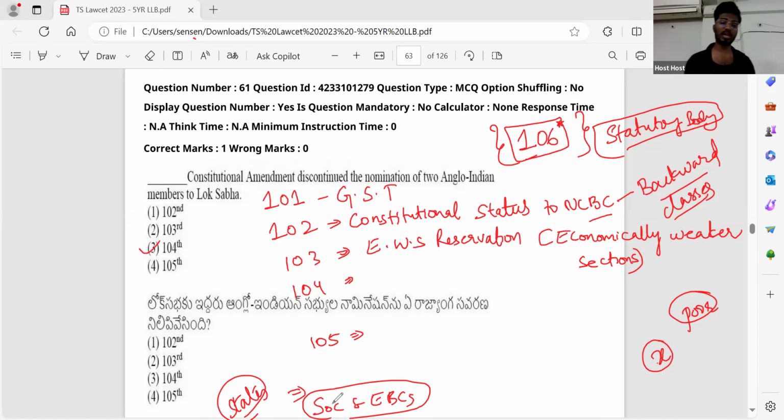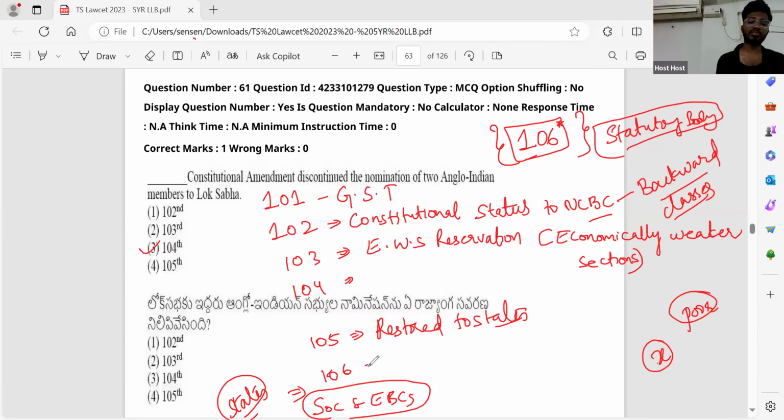Now by introducing the 105th amendment, the power was restored to states, which means that states are now given the power to identify socially and educationally backward classes in that particular state. Okay, that is 105. And 106, very recent amendment.